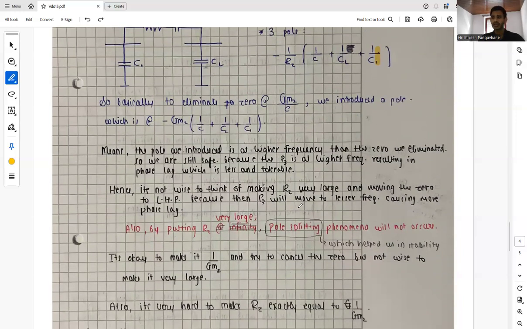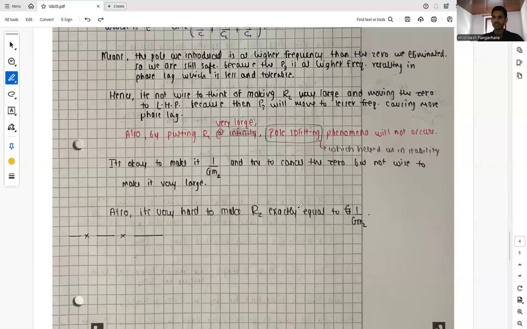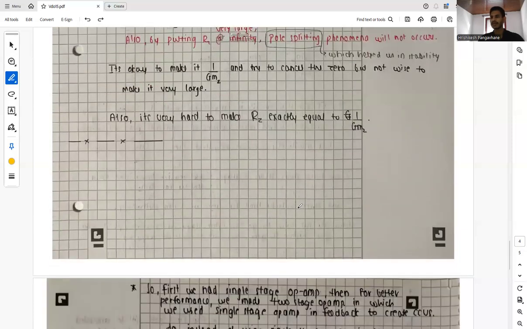It's okay to make it 1 by gm2 and try to cancel the 0, but it's not wise to make it very large. And also, it is very hard to make the value of Rz exactly equal to 1 by gm2, but we must design the system wisely.